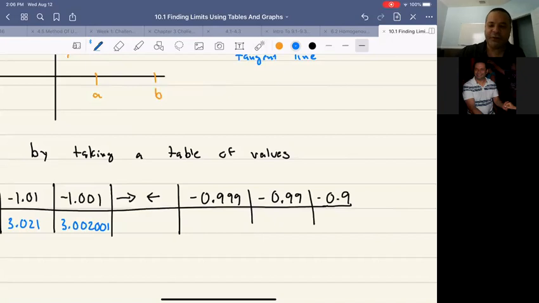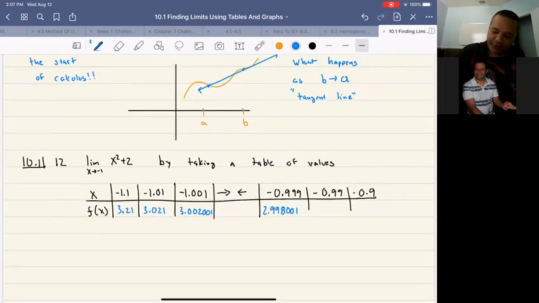Okay, let's go from the other side. -0.999 squared plus 2 gives 2.998001. I'm just plugging it into the calculator, so I'm just taking whatever this number is, squaring it and adding 2. So I get 2.9801, and then for -0.9, I get 2.81.